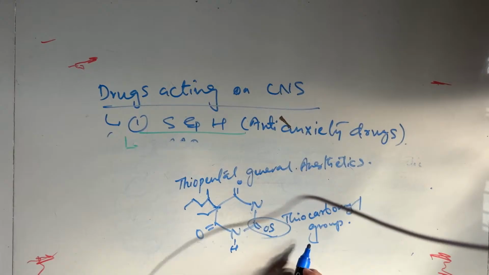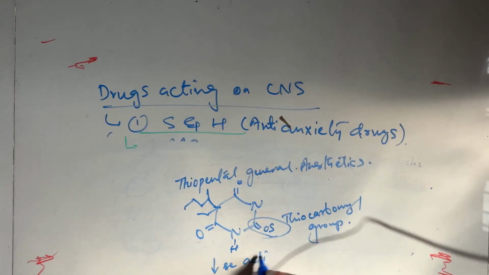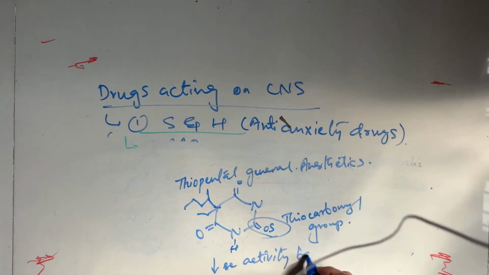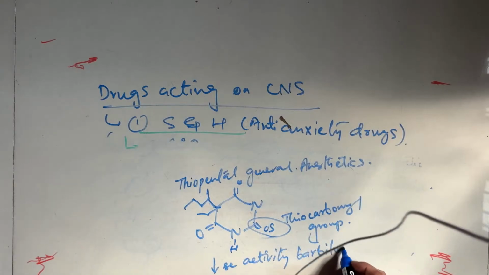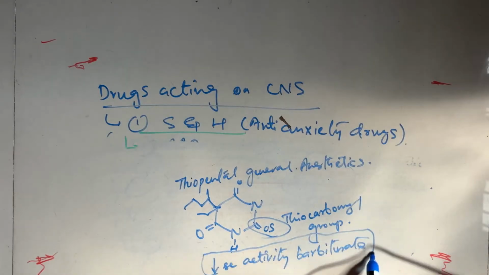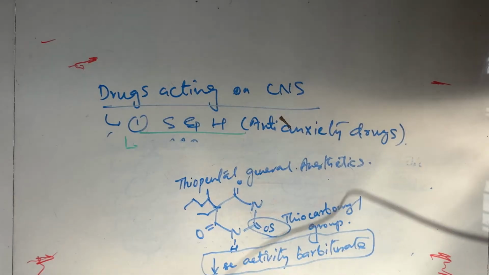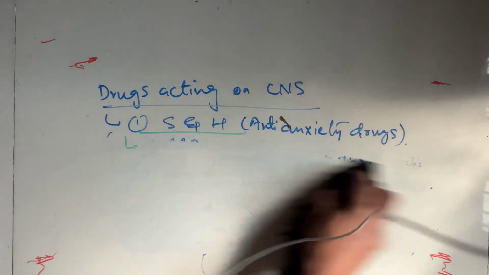Okay, so the presence of this will ultimately decrease the activity. It will decrease the activity of the barbituric acid or barbiturate. Ultimately it will decrease the activity of that sedative agent. Now it will act as a sedative, not hypnotic. Up to this I think it is clear. Okay, and then what was the general structural activity relationship of barbituric acid derivatives?